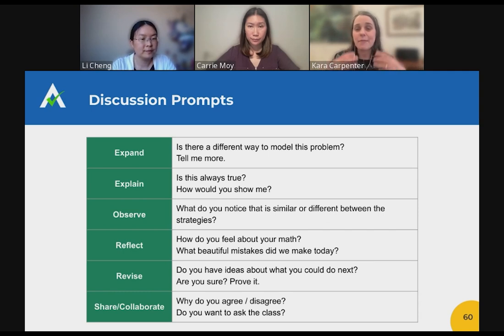Especially, I like thinking about the different things that we can do in a discussion. Sometimes we want to expand on what students have there. Is there a different way? Can you tell me more? Also be thinking about explaining, like, is this always true? How would you show me? What do you notice that's similar or different? These observations and these reflections.